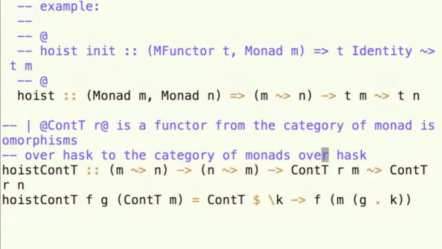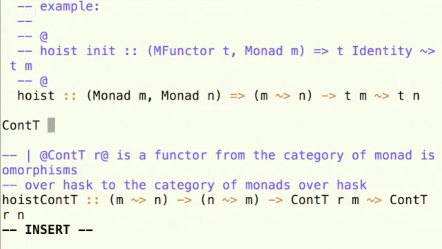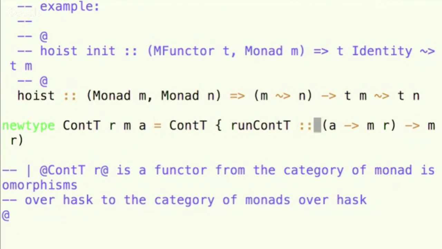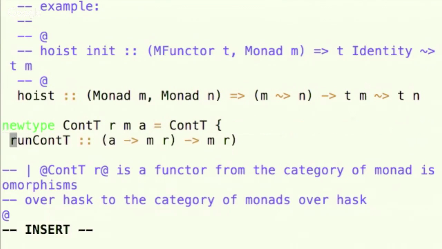And I was saying before that you can't map over cont with hoist, because let's look at cont. What's ContT look like? ContT R M A is ContT, and then we have A goes to M of R goes to M of R. Right, and then runContT or something like that, which is just enough to push it off the screen, making it less useful than I wanted.